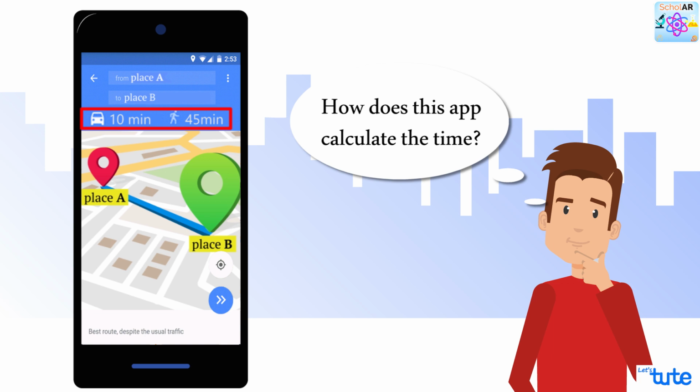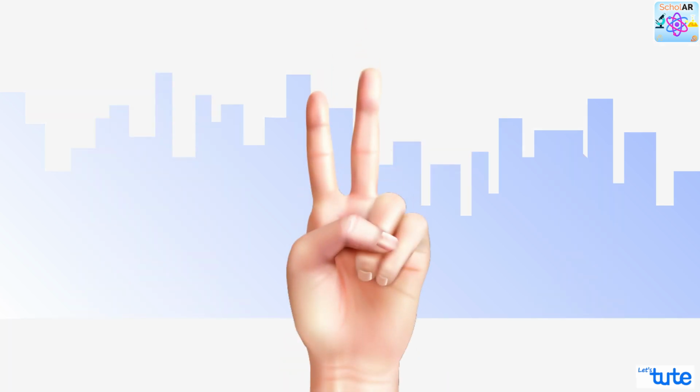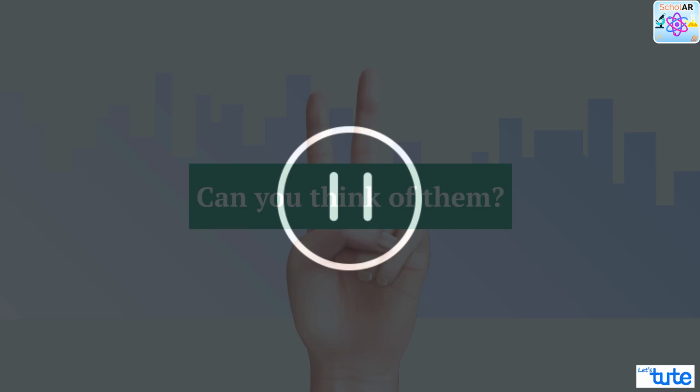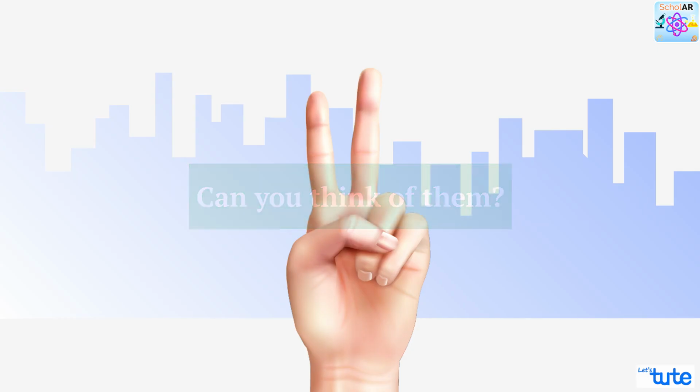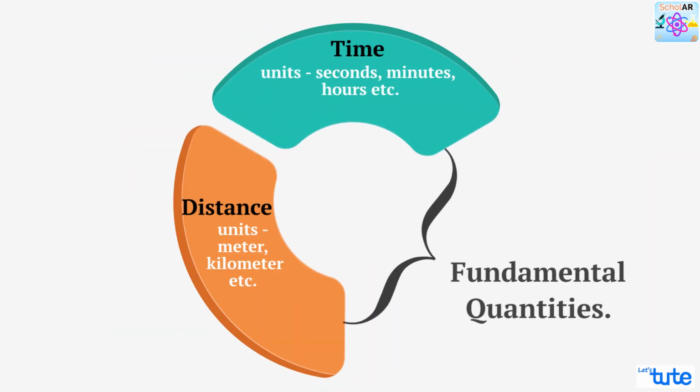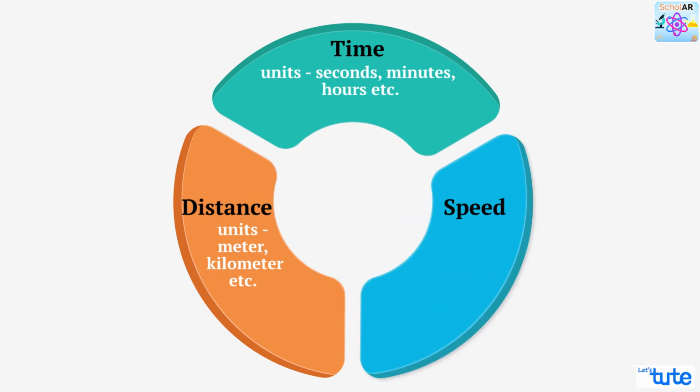Ever wondered about that? Well, there are two things on which the time depends. Can you think of them? Yes, it's the speed and distance. Time and distance are two fundamental quantities which you know. Speed is known as distance covered per unit time, or in simple language, it's just how fast an object is moving. The unit of speed is meter per second or kilometer per hour.